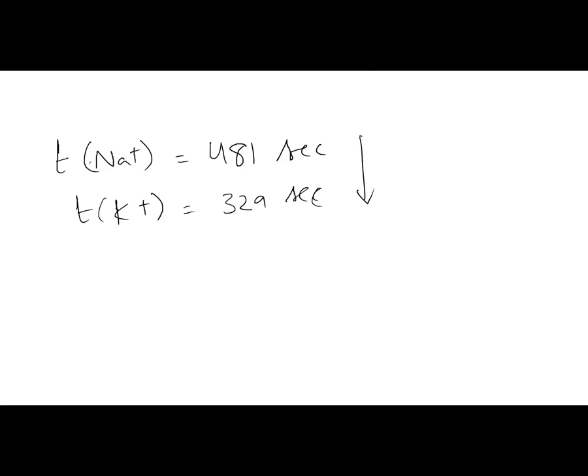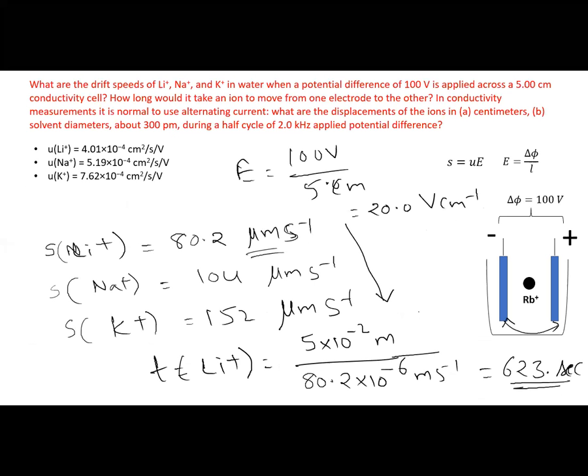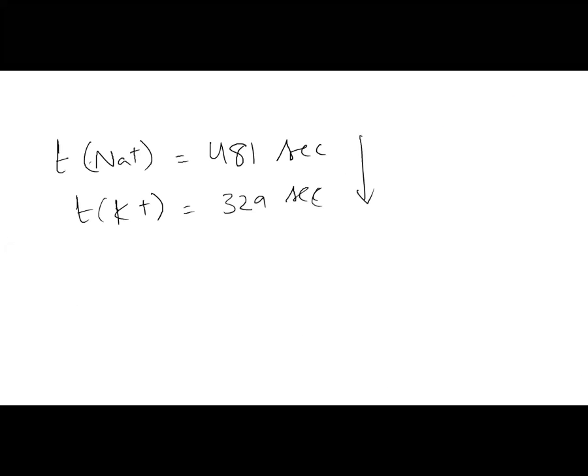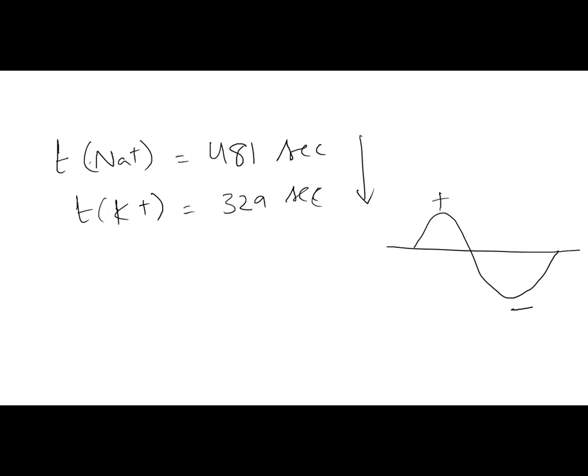Right, we need to look back at the question. What does it say? We've calculated the times, and now in conductivity measurements, it is normal to use alternating current, right? What are the displacements of the ions in centimeters? In conductivity measurements, we don't use direct current; we use alternating current, right? It alternates between positive and negative cycles. So we need to calculate the displacement of each ion during the alternating current.